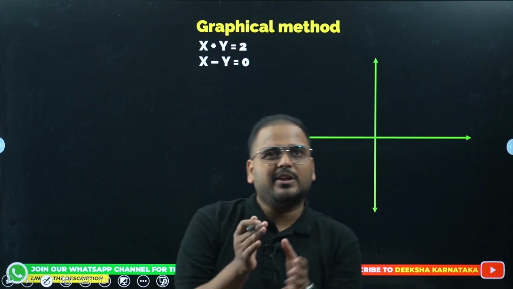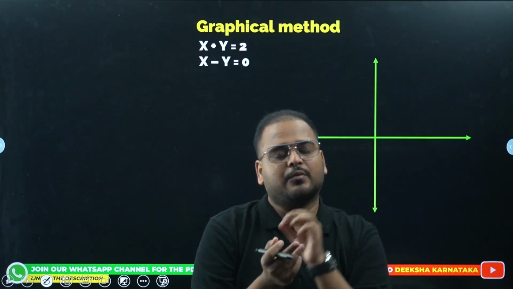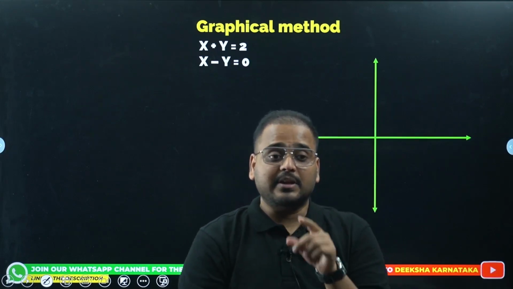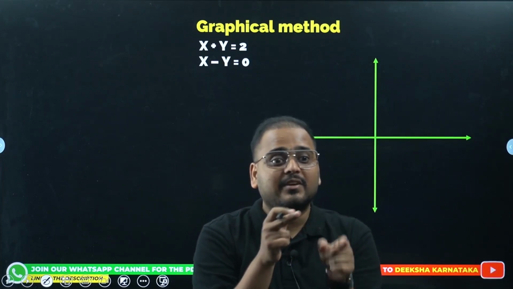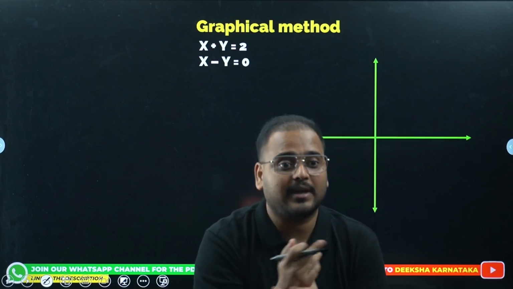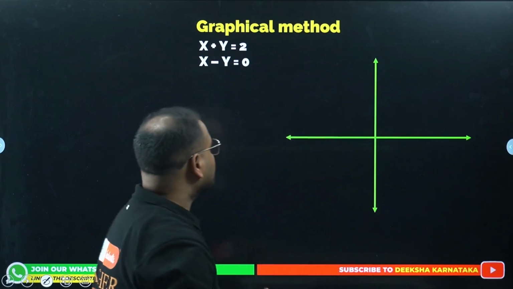So what is the actual meaning of solution of a graph? Solution of a linear equation on a graph line. The meaning is wherever they meet, the point which they will have in common, that will be called my solution of linear equation, the pair, right? So how will I do that?